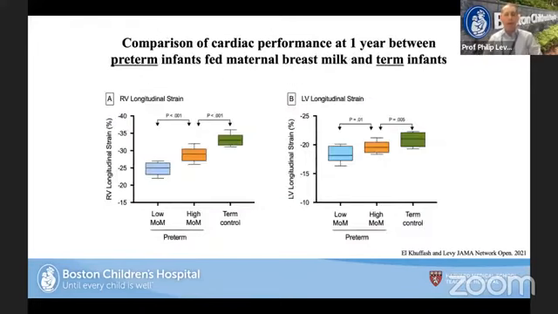And when you look at this figure, comparing the term controls in green, you can clearly see that those individuals in orange who received high mom's own milk, MOM, compared to the low breast milk, had enhanced function over time.